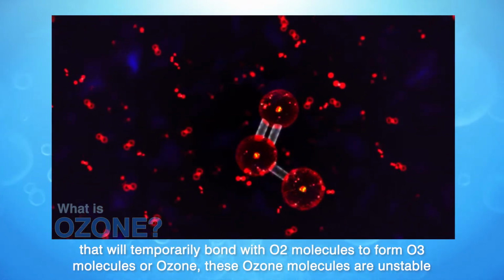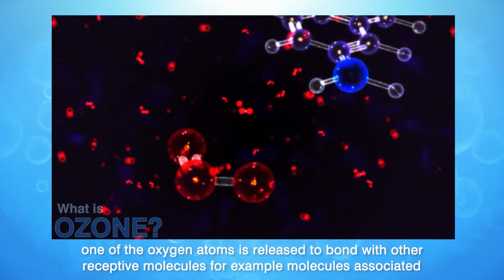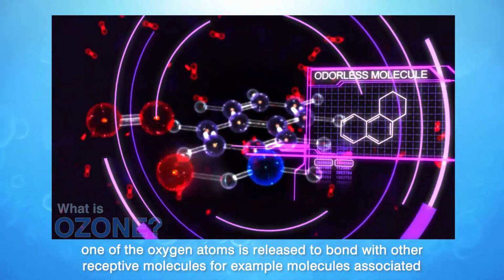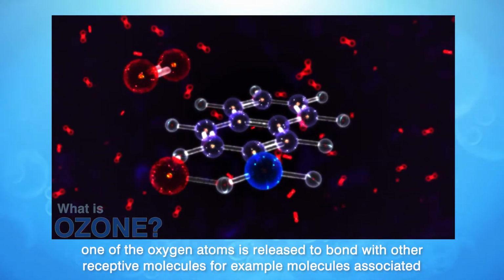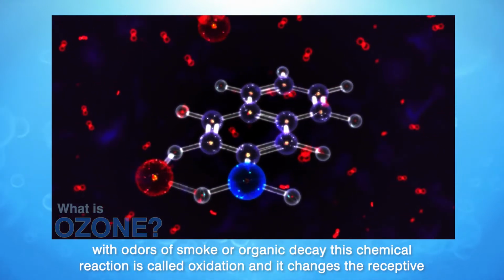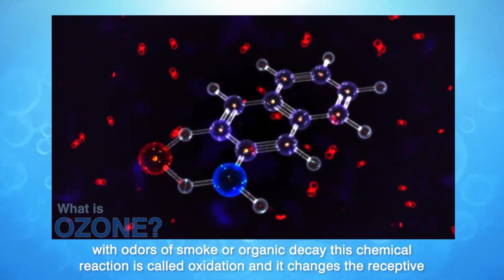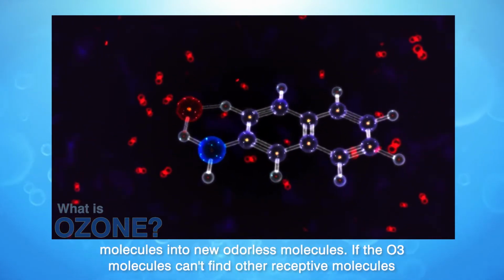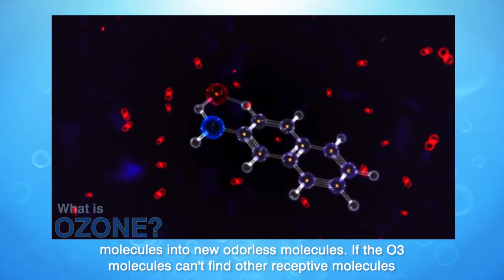These ozone molecules are unstable. One of the oxygen atoms is released to bond with other receptive molecules, for example, molecules associated with odors of smoke or organic decay. This chemical reaction is called oxidation, and it changes the receptive molecules into new, odorless molecules.